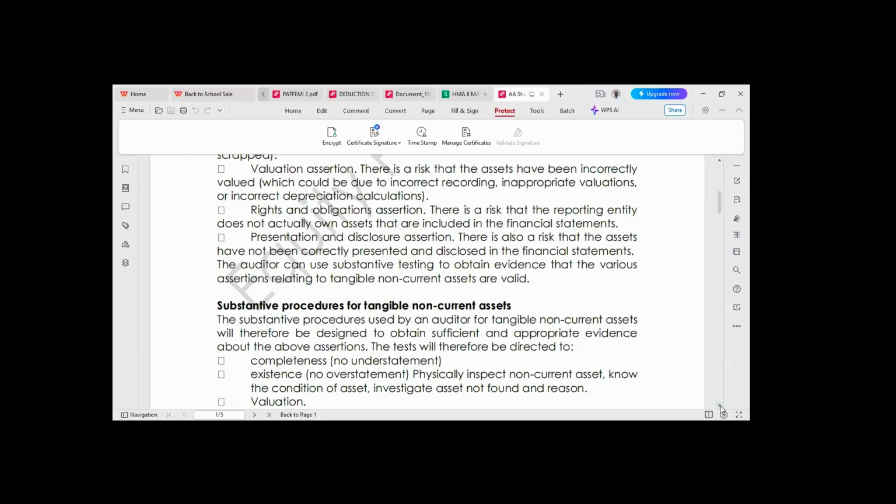Number two, the auditor will also test for existence, as to whether there are no overstatements. That is, you will need to carry out physical verification of those assets to know their location. And if the assets are not found, reasons for the assets not being found must be provided by the client to the auditor. All right.